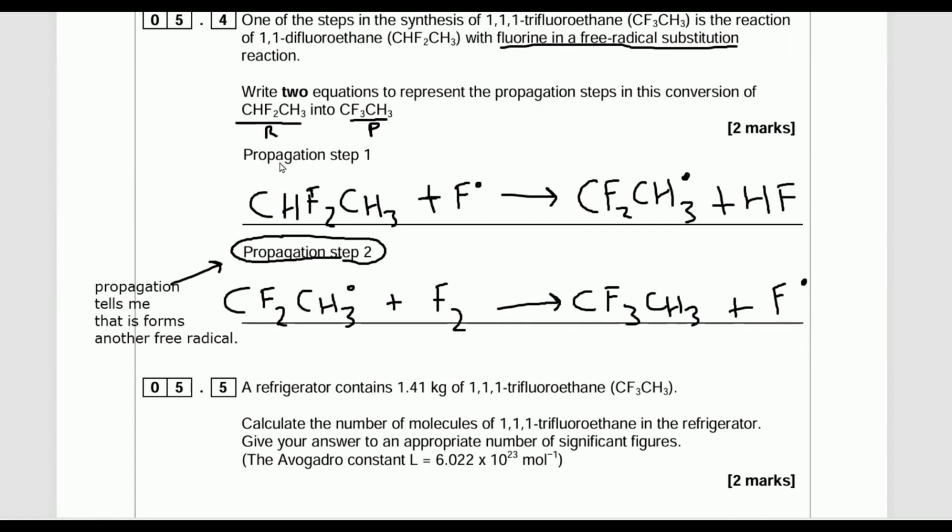So just make sure you check out whether it's a termination or propagation. If it's propagation, you need one free radical on either side of the arrow. All right, let's move on.